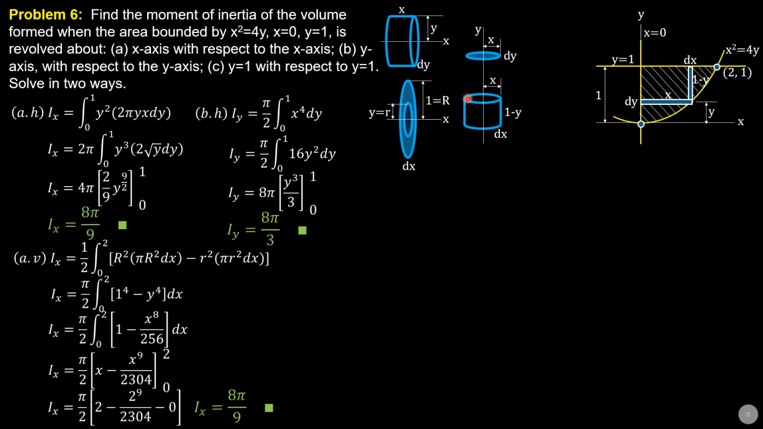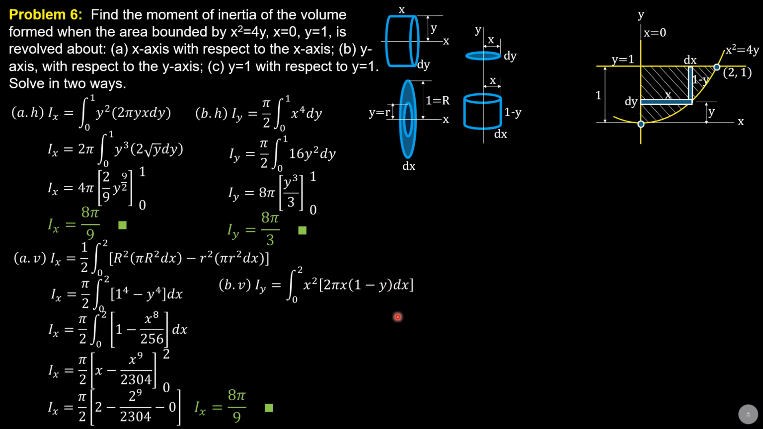Then for this cylindrical shell here, it is the integral of x squared, then 2 pi x, height 1 minus y, dx, or you may use Pappus proposition again. So the differential volume is 2 pi x, the circumference, times height 1 minus y, times thickness dx. Limits would be 0 to 2 this time.